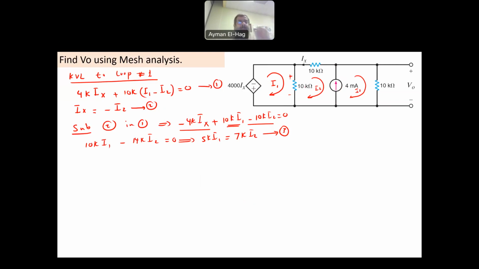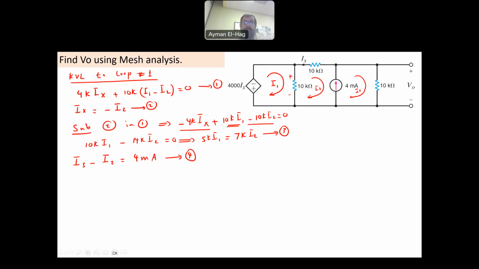First, we can get information from the 4 milliamp current source, which is the current that goes in that branch: I3 minus I2. So I3 minus I2 is equal to 4 milliamp, and this is my equation number 4.